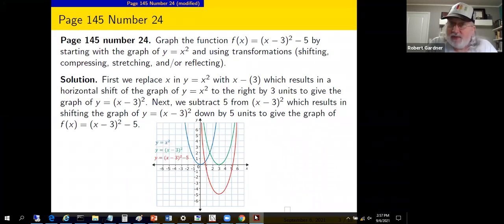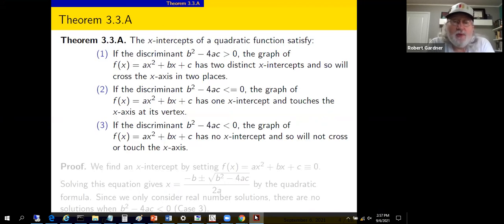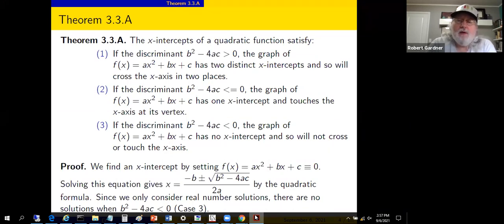It's not terribly surprising when we go through and appeal to the quadratic formula. We find an x-intercept by setting y equal to 0, or f of x equal to 0. Right? Y equals f of x is the plan here. So we'll set f of x, ax squared plus bx plus c, equal to 0. Three little hash marks is kind of my way of saying set it equal to 0. But the quadratic formula will give you that x is negative b plus or minus the square root of b squared minus 4ac, divided by 2a.